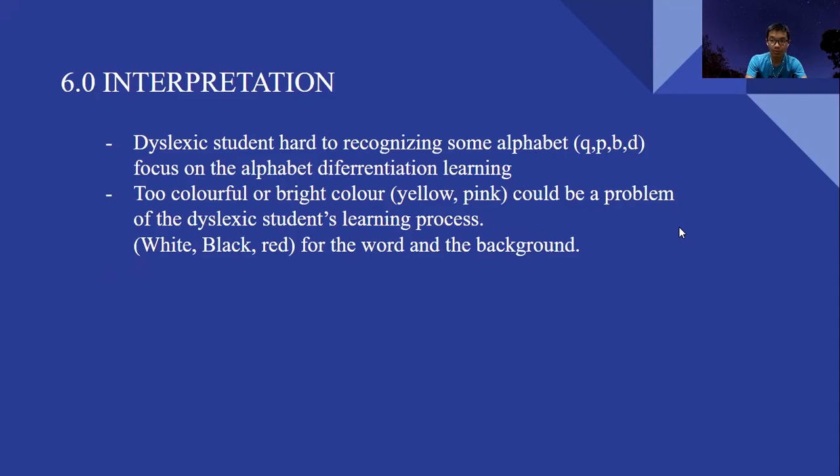For the interpretation, the dyslexic student has to recognize some alphabets such as Q, P, or B, D. So as we conduct an animation learning to help them, we need to make sure we focus on the alphabet differentiation.